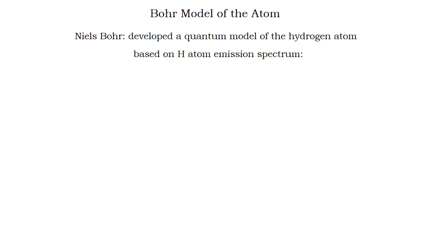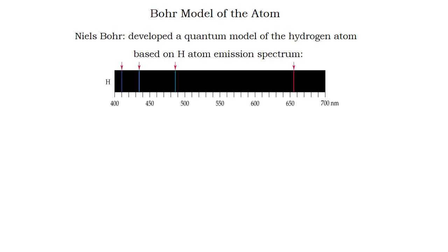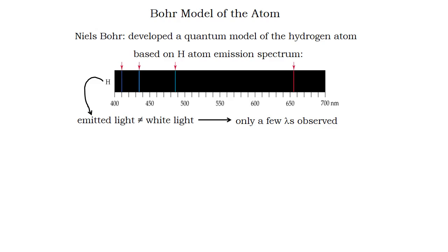It's based on the emission spectrum of hydrogen, which is shown here. So you see the 4 lines. And so the emitted light that Niels Bohr observed was not white light. It did not represent all wavelengths. It only represented 4 very discrete wavelengths, very discrete colors that you see here. So that means that the energy that's being emitted is only 4 very discrete values, not all the possible values that could be observed. So only a few wavelengths were observed.